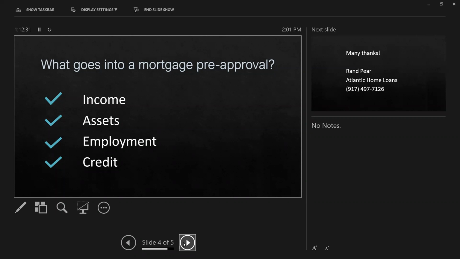So when you're talking about a mortgage pre-approval, there's 4 categories of information that we need to be able to gather information on. Now, when we talk about income, assets, employment, and credit, we can speak about it in the context of a pre-qualification, which is these are the categories of information that I would have in initial primary conversation with a buyer about determining their buying power.